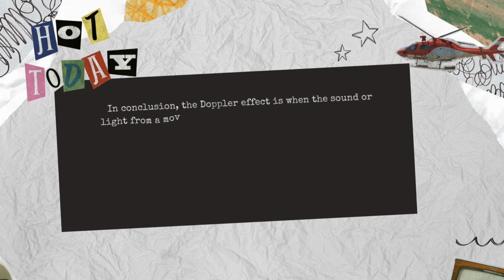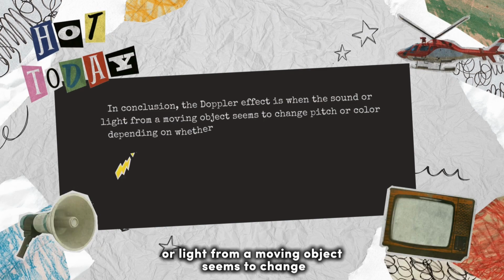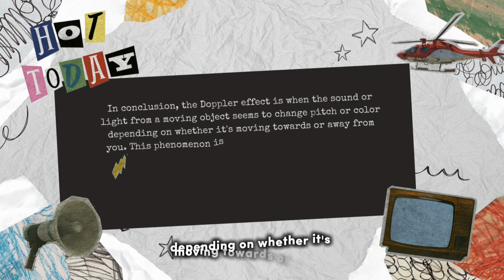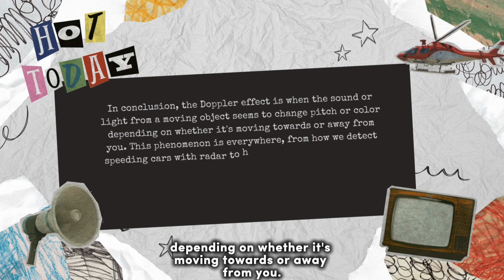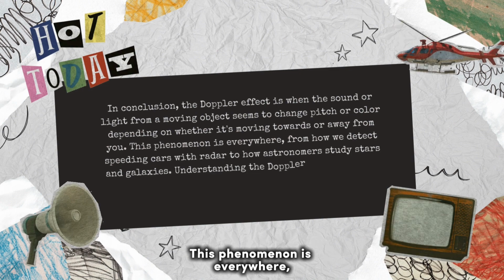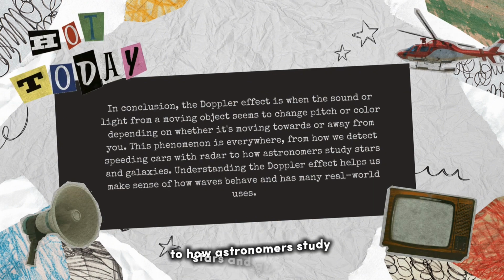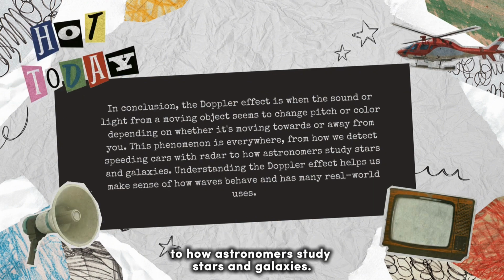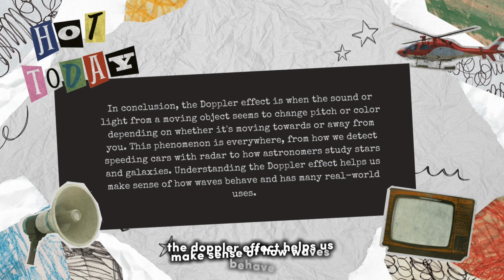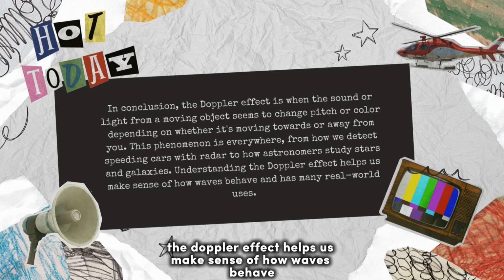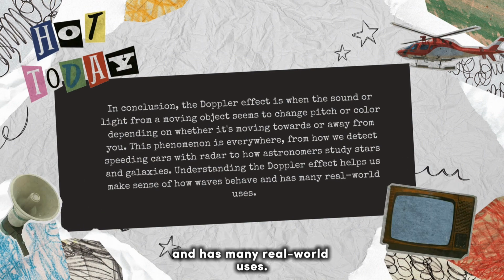In conclusion, the Doppler effect is when the sound or light from a moving object seems to change pitch or color depending on whether it's moving towards or away from us. This phenomenon is everywhere, from how we detect speeding cars with radar to how astronomers study stars and galaxies. The Doppler effect helps us make sense of how waves behave and has many real-world uses.